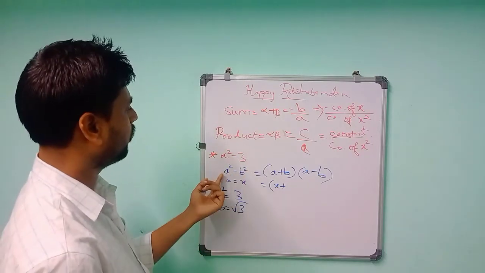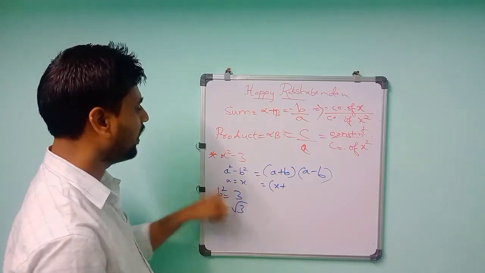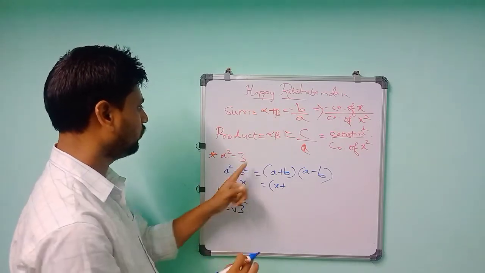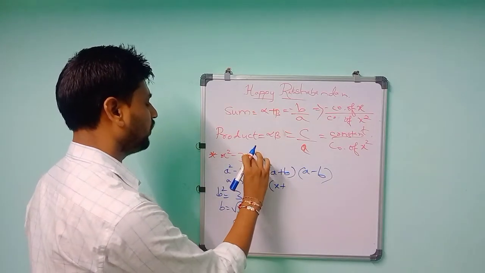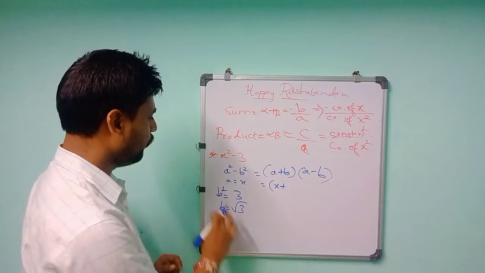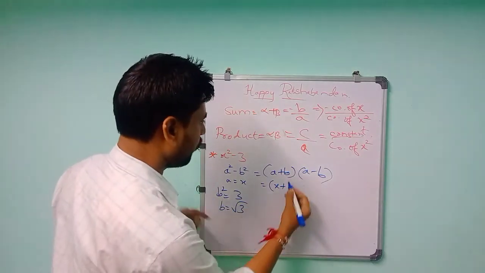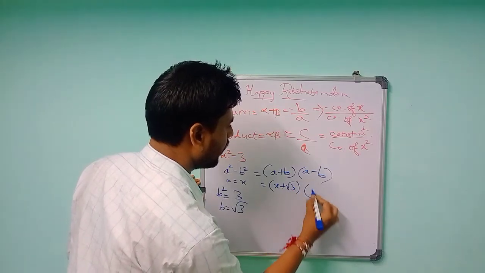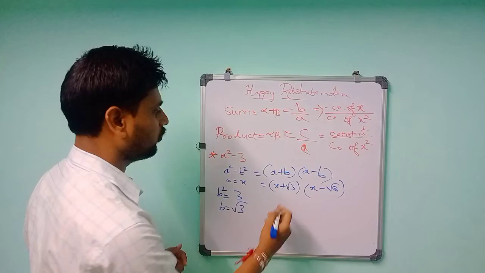Here a square is x square, so a will become x, and b square is equal to 3. It is not b square equal to 9, because b square is 3. So if you take the square root, b is equal to root 3. So in terms of b you can write root 3. Here also x minus root 3. So these are the zeros of the polynomial.